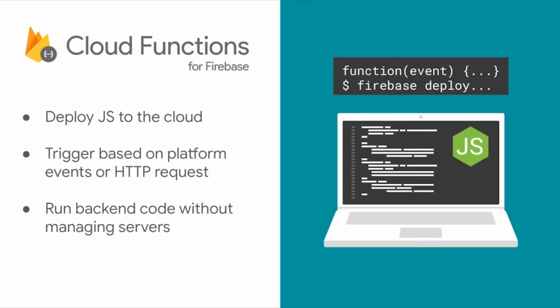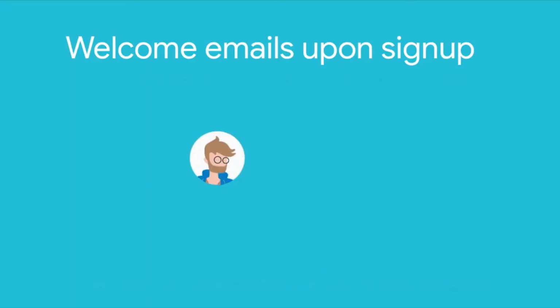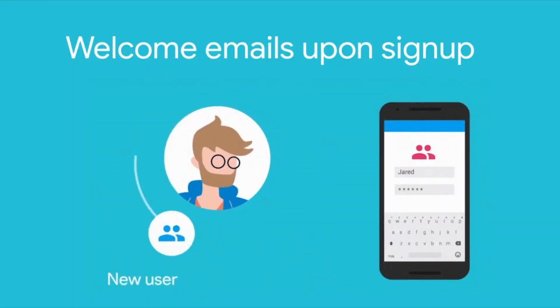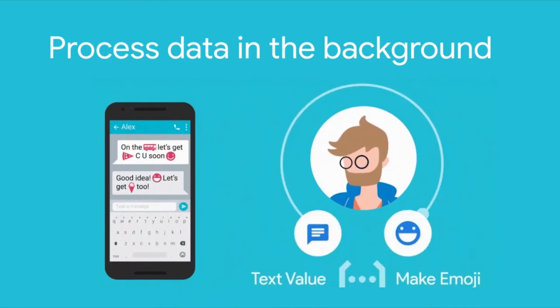Cloud Functions for Firebase allows you to deploy JavaScript to the cloud. It allows you to trigger them through HTTP requests or through platform events, such as authentication events, Firestore events, analytics events, or publisher-subscriber events. Take for example, I want to be able to send an email upon a new user sign up. Suppose you need to process data in the background, for example, converting text into emojis. You can use Cloud Functions as a background trigger to help with that.